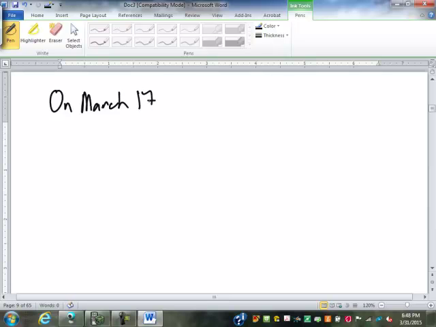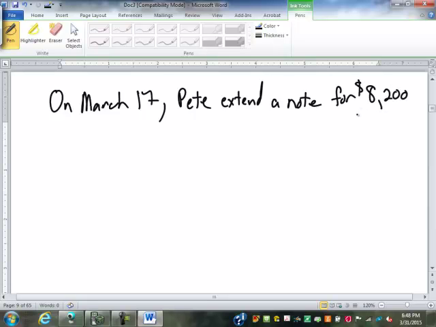On March 17th, this is a new problem. New problem. Same concept, new problem. On March 17th, by the way, you might want to look on page 396 to find that table of days. It's going to be useful. Pete extends a note for $8,200 at 7.8% interest for 90 days.